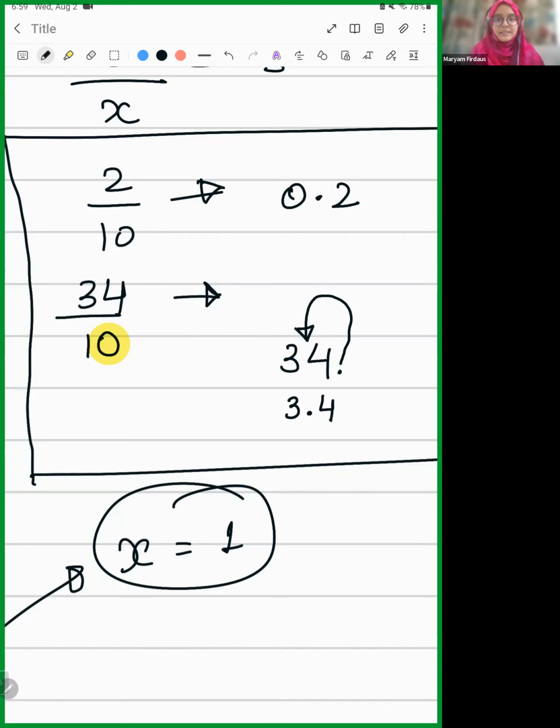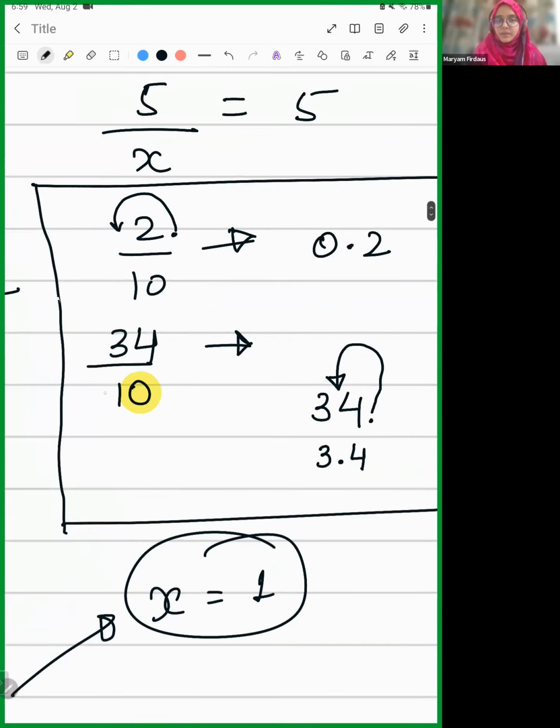Okay. Is it clear, Zen? Yes. Abdul Rahman, is it clear? I'm asking. Yes. Okay, this is 3.4. Now, similarly, that's how we did 2. We have 2, the decimal point is over here. We have 1 zero in the denominator, so it will move one place to the left. So this becomes 0.2. Okay.